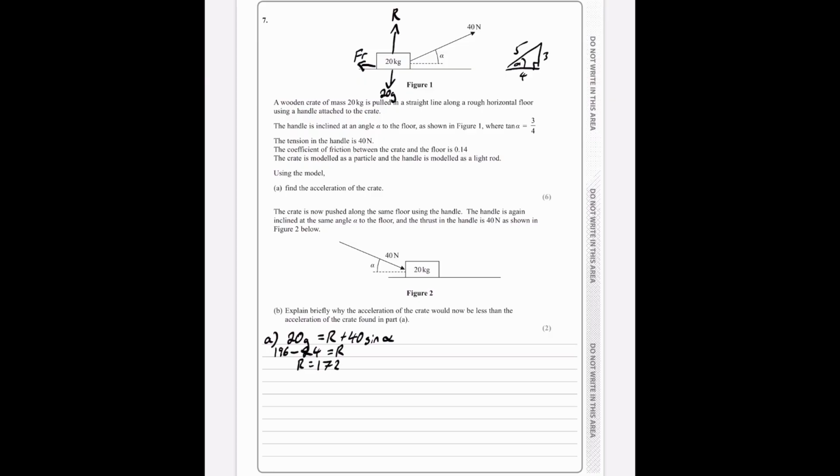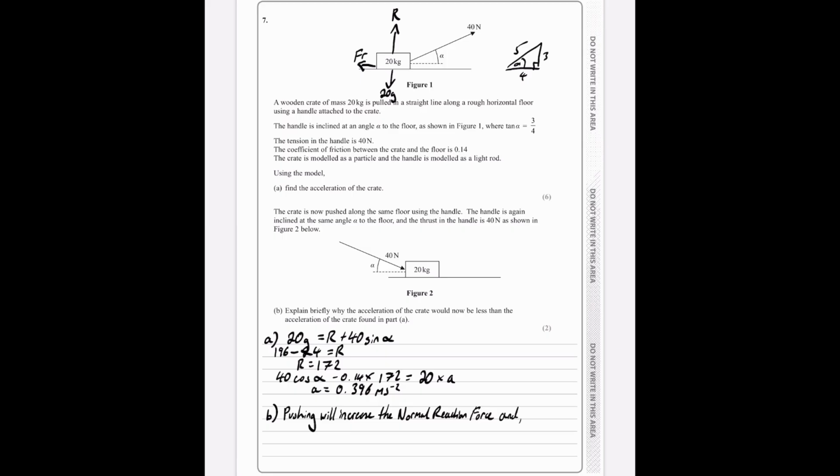We can times the normal reaction force by the coefficient of friction. So 172 times 0.14. And we can resolve horizontally and put in our values into F equals ma. So the forces acting to the right, 40 cos alpha, subtract the forces acting to the left, that's 0.14 times 172, is equal to the mass times the acceleration. Divide both sides by 20, we know cos alpha is 4/5. We get an acceleration of 0.396.